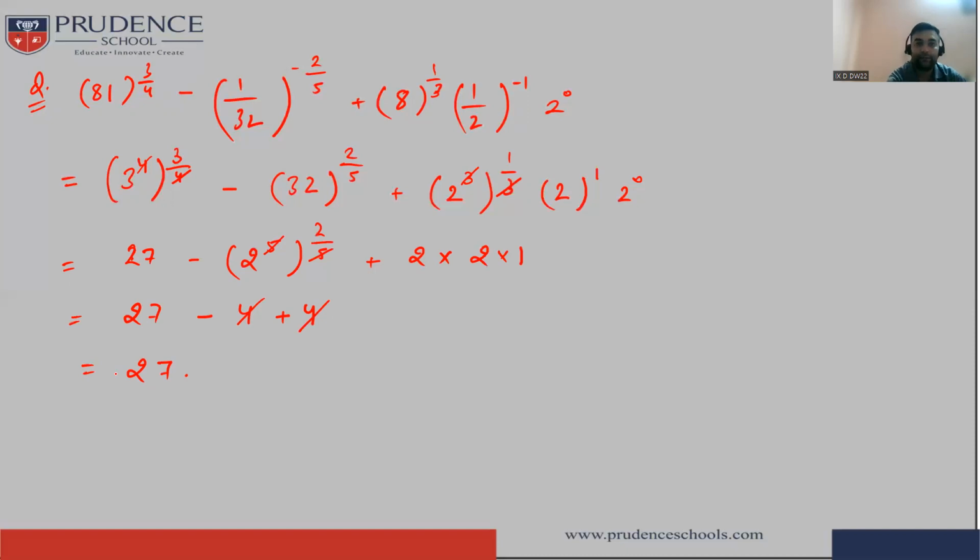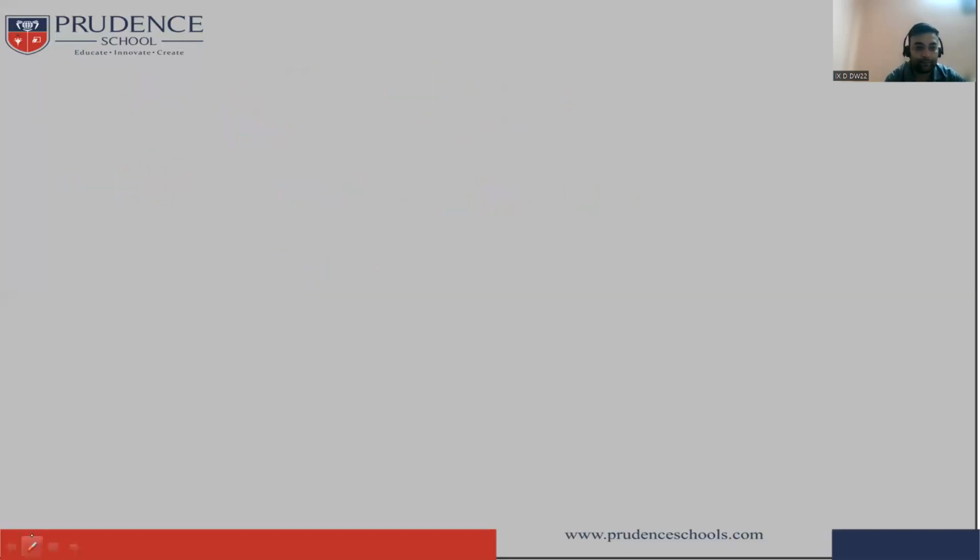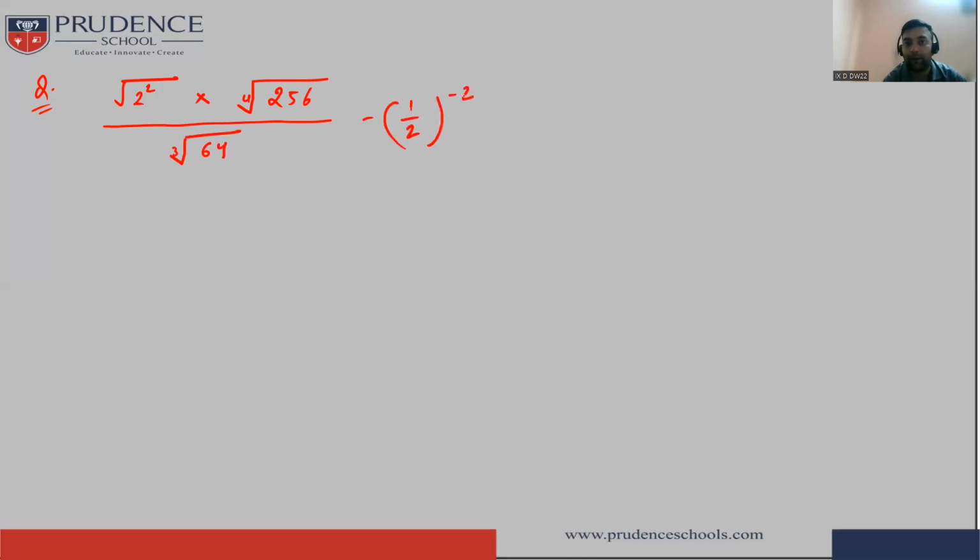Next is the question. We have square root of 2 squared into fourth root of 256, then cube root of... divided by cube root of 64, minus 1 by 2 raised to power minus 2. Right?